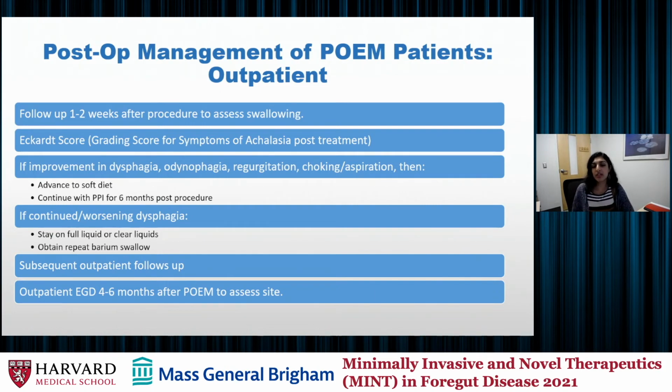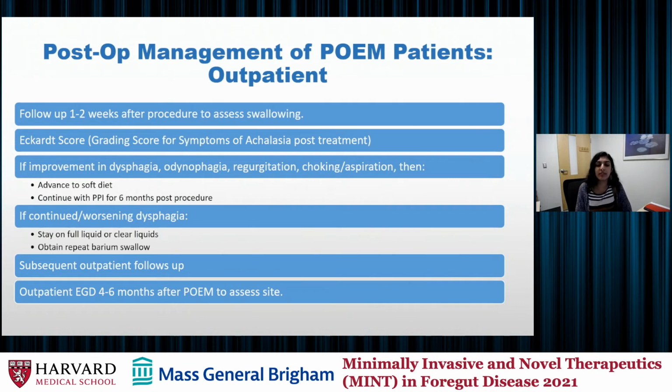We use the Eckardt score, which is the grading score for symptoms of achalasia. It's based on 4 different aspects: weight loss, difficulty in swallowing, retrosternal pain, and regurgitation. It's a score of 0 to 3 for each of those categories. Depending on if they're having no reflux or no weight loss, maybe occasional symptoms, daily symptoms, or even symptoms after meals, the score depends on those areas. So we always use the score to determine if the patient has improved from the procedure.